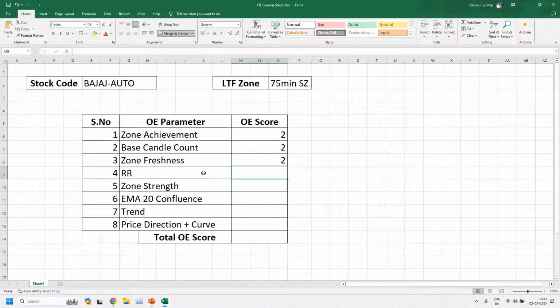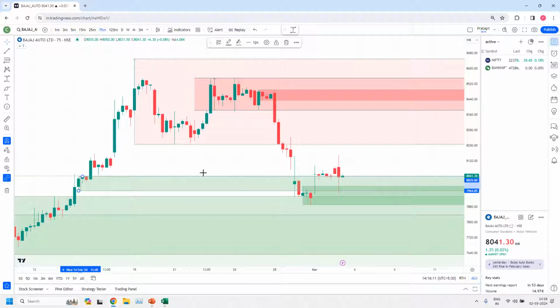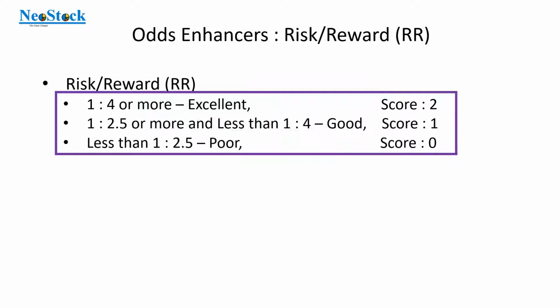RR. What did you learn about RR? If it is 1:4 or more, we consider it excellent and give the maximum score 2. If it is between 1:2.5 and 1:4, more than 2.5 and less than 4, we give score 1. If it is less than 1:2.5, risk is 1, reward is 2.5, we consider it poor.